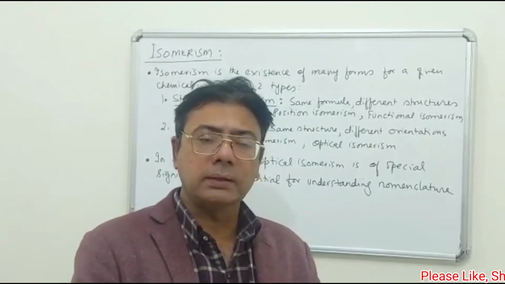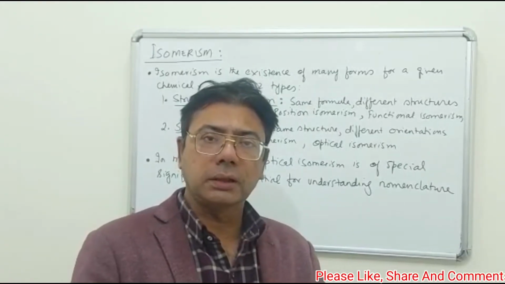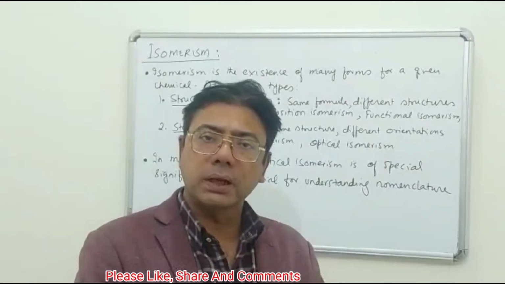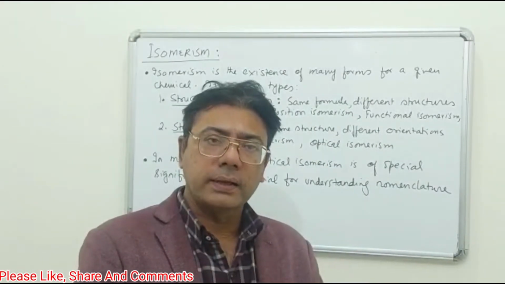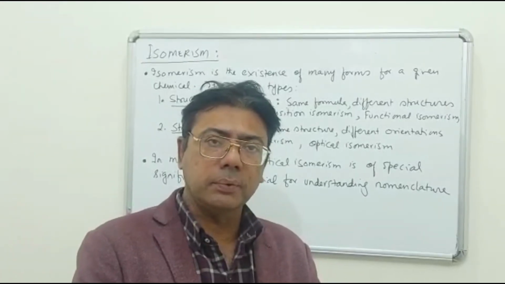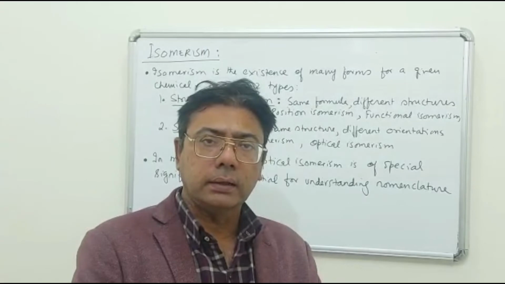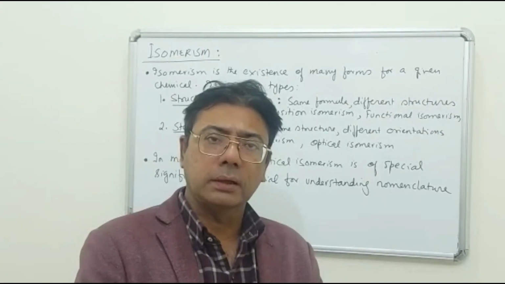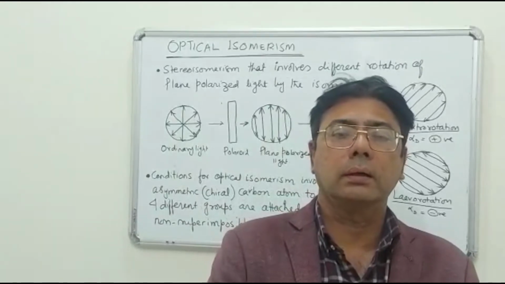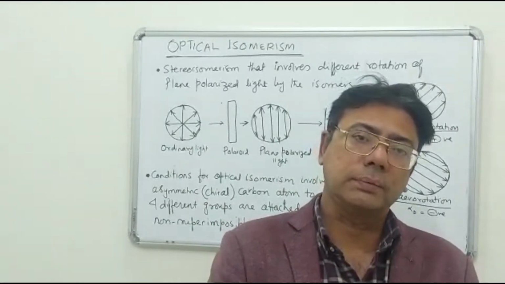One is geometrical isomerism, that is due to rotation of groups around a double bond, and second is optical isomerism. So this optical isomerism is extremely important for understanding the nomenclature system of monosaccharides. Now let me tell you about the phenomenon of optical isomerism.